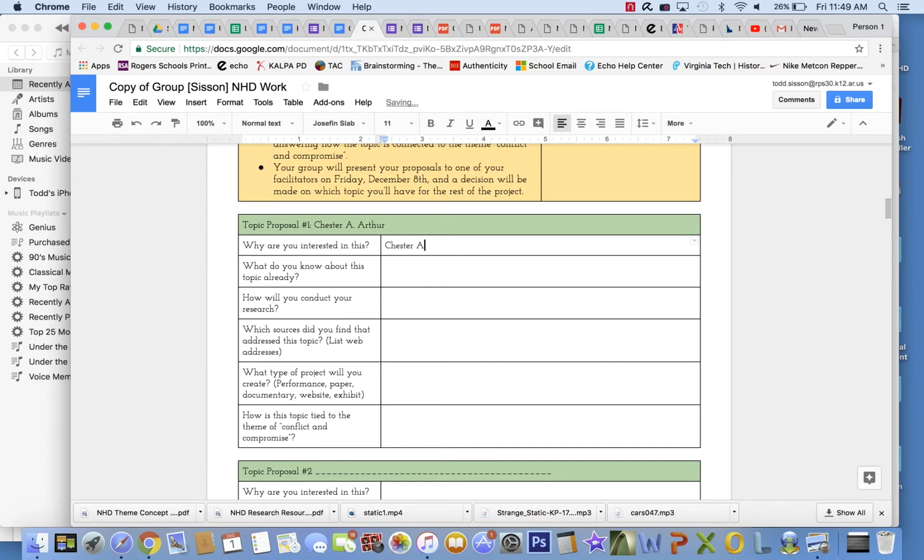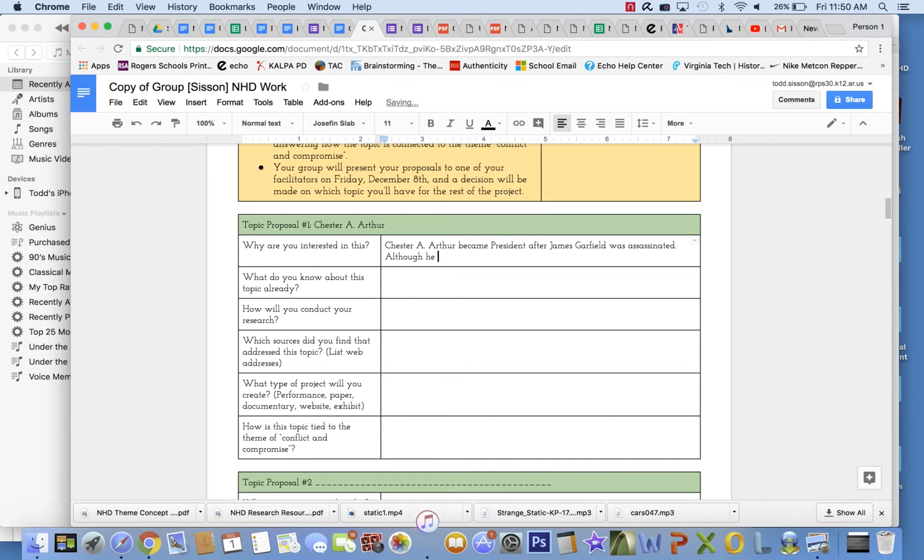Chester A. Arthur became president after James Garfield was assassinated. And the reason I'm especially interested in him right now is because of this next thing. Although he was put in power, basically he became vice president, by a political boss, which we'll learn more about, by the political boss system, and I'm not sure what the political boss's name was, so we'll see.